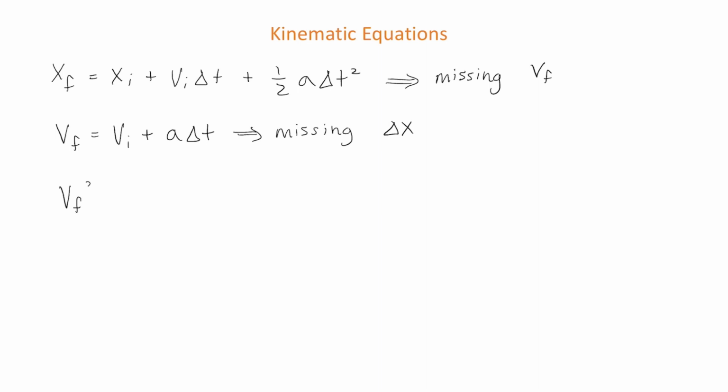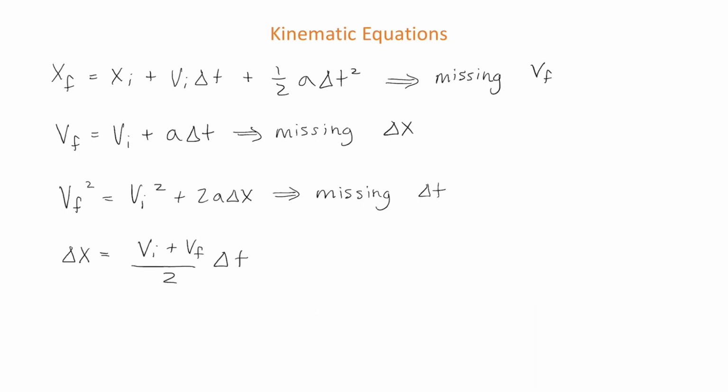Moving on to our third kinematic equation, this one says that Vf squared is equal to Vi squared plus 2A delta x. This equation is missing delta t. So you would use this equation when the question does not give you any information about the time that the object is in motion.